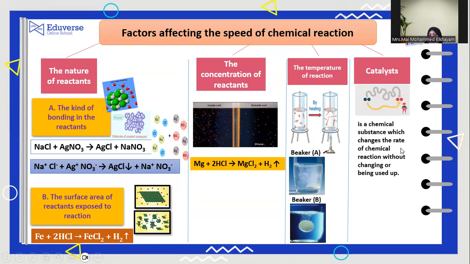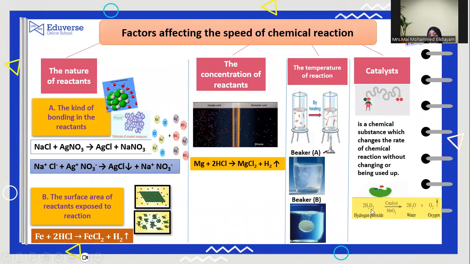But let's define the catalyst. It is a chemical substance which changes the rate of a chemical reaction without changing or being used up. Please pay attention. Any catalyst will not be used up in the reaction, and its mass will be constant. I have 5 properties for the catalyst. Be sure to revise them.